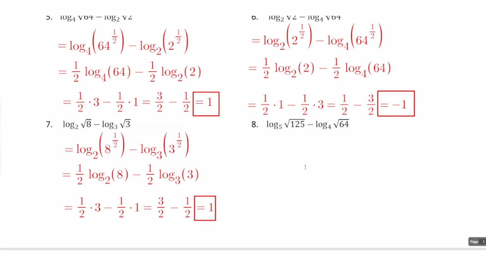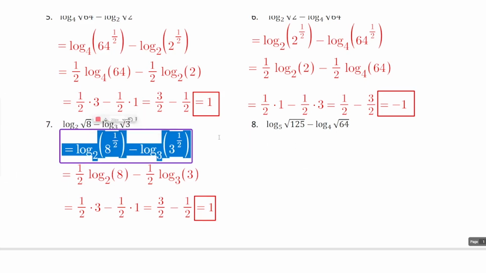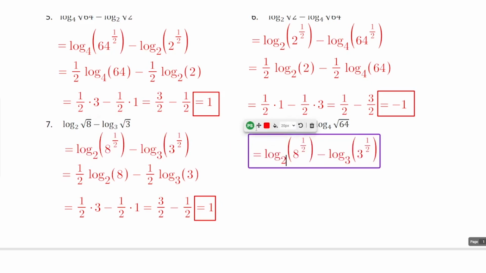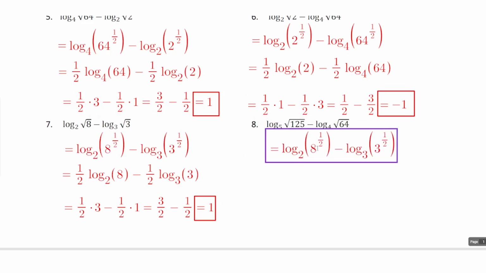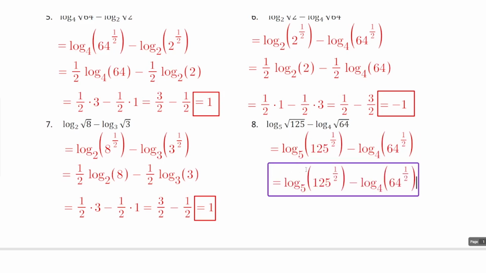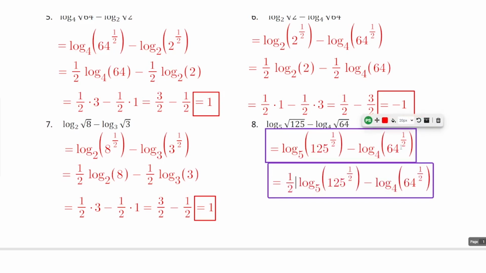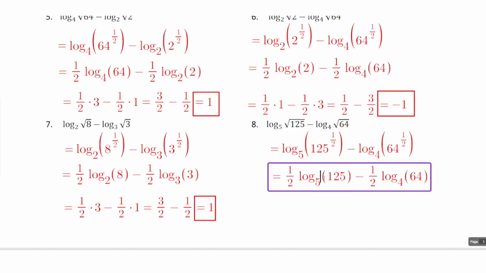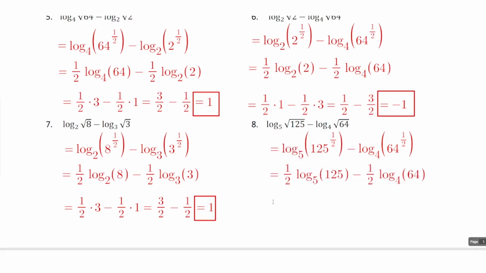Okay, on this last one, we've got, once again, very similar problem, and hopefully you guys are catching on to the pattern here. We've got log base 5 of 125 to the 1/2 power. Again, square root just means raised to the 1/2 power, minus log base 4 of root 64. Okay, let's apply the power property one more time here and bring those 1/2 down to be coefficients. And now we can evaluate those individual logarithms.